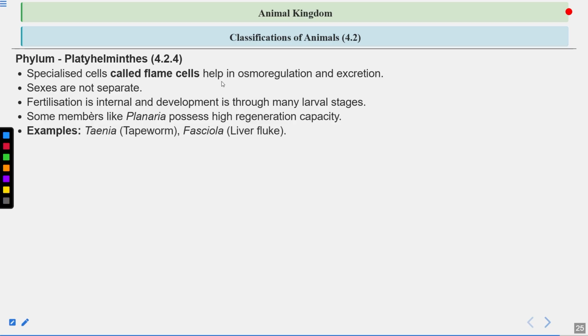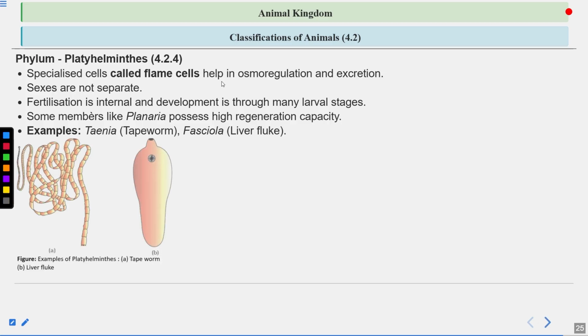If we talk about the examples, then we have Taenia solium as a tapeworm and Fasciola hepatica, the liver fluke. Here we can see the two figures. One is of the tapeworm, Taenia solium, and the other is the liver fluke, Fasciola hepatica. Totally flattened structure you can see, dorsal surface and ventral surface.